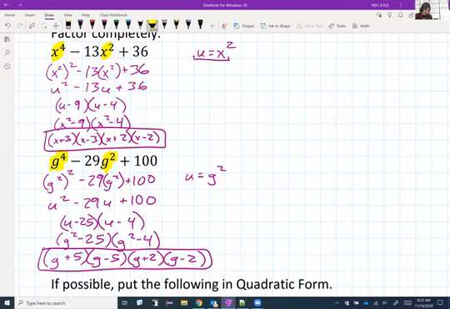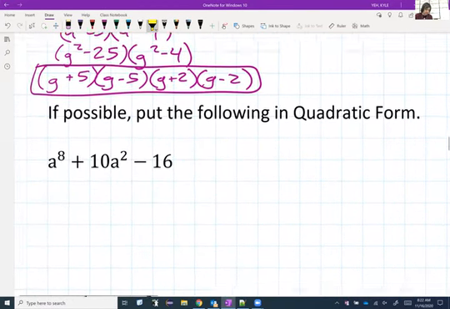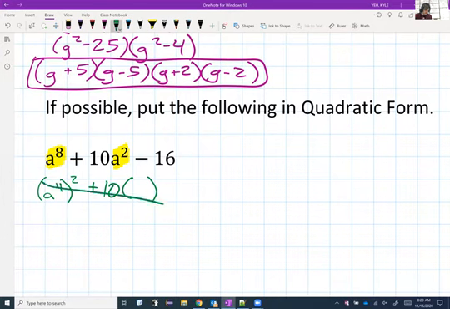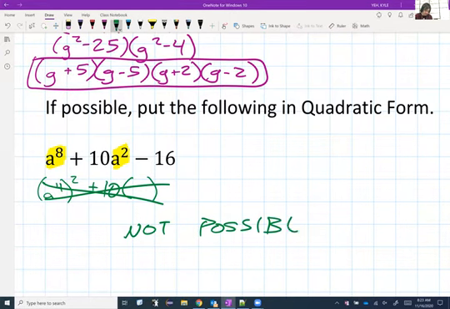So with that in mind, if the question is just put it in quadratic form if possible, we look at those two degrees, those two exponents, and we say a to the 8th, a squared. That's not going to work for quadratic form, because if we said this needs to be something squared, it would have to be a to the fourth. But we can't put a to the fourth in there because it was just a squared. So this cannot work. And we can just say, okay, this one's not possible. We can't put this one in quadratic form.